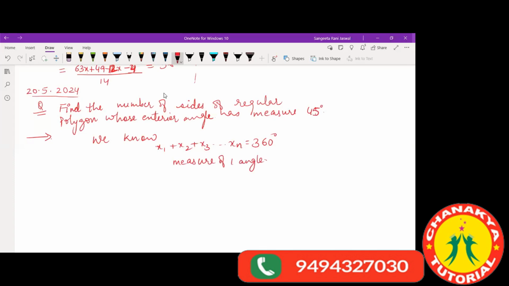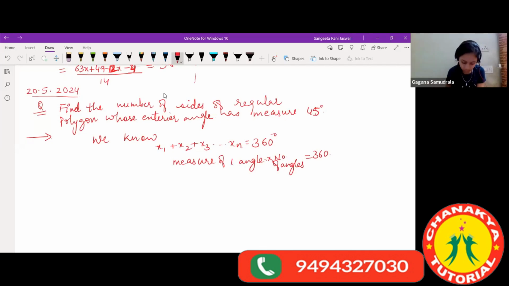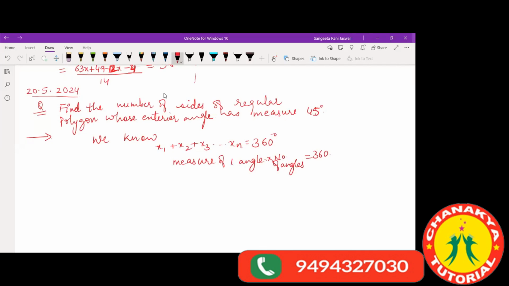Measure of one angle into number of angles is equal to 360. We can write like this: measure of first angle, measure of second angle, measure of third angle, measure of nth angle. Because all angles are equally given, measure of one angle into number of angles is 360 degrees.